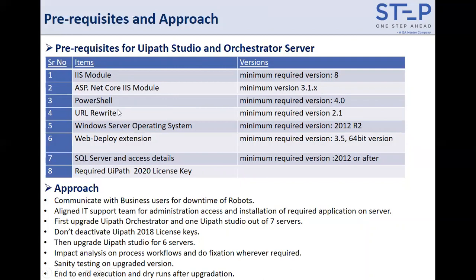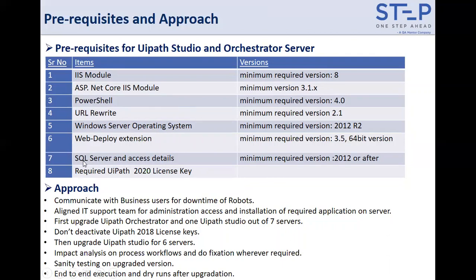Third is the PowerShell application, and a minimum of version 4.0 should be installed. And the URL Rewrite application, Windows Server operating system, and Web Deploy extension. These are all the applications that we need to check before upgrading the Orchestrator servers.